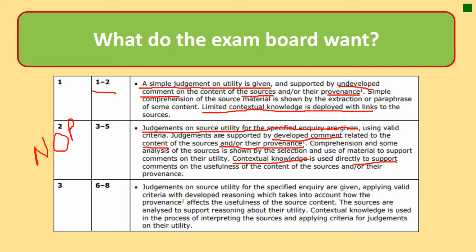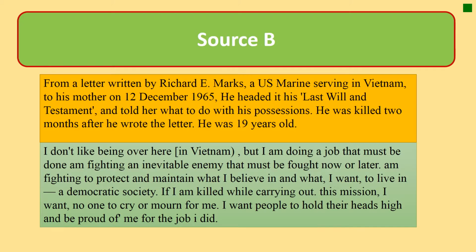Now, the difference between getting there and moving up to level 3 is we can see we've got a very, very similar point up to here. But notice we talked about developed reasoning, which takes into account how the provenance affects the usefulness of the source content. So we're combining the two together. Sources are analysed, they support the reasoning for utility, so in other words, you're explaining your thinking, and you're backing up with evidence to support what you say. And that will get you into level 3.